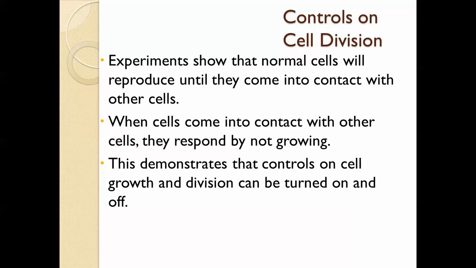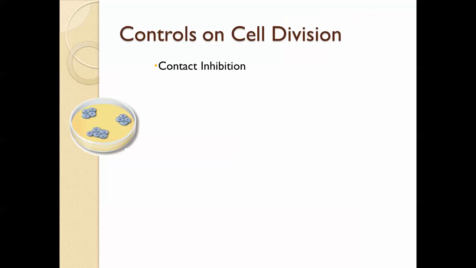If we wanted to be scientists studying this, we could take an in-depth look and see what actual things are going on in the cell when they're not touching something, when they're growing normally, and then when they are touching another cell, something different is going on because they stop growing. This process of not growing when they come into contact with another cell is called contact inhibition. That's important: it's called contact inhibition when cells stop growing whenever they come into contact with another cell.